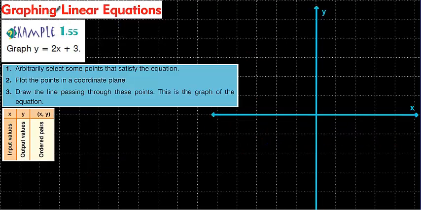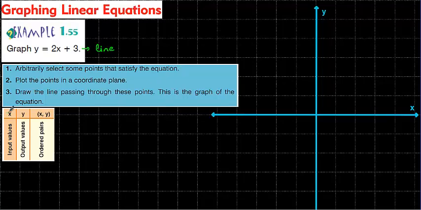Now we are going to learn graphing linear equations. As we understand from the name, if we are going to draw the graph of the equation, it must be a line. So I'm going to draw a line. And for drawing the line, these steps we must apply. Firstly, we are going to select some points that satisfy the equation. How to select them?